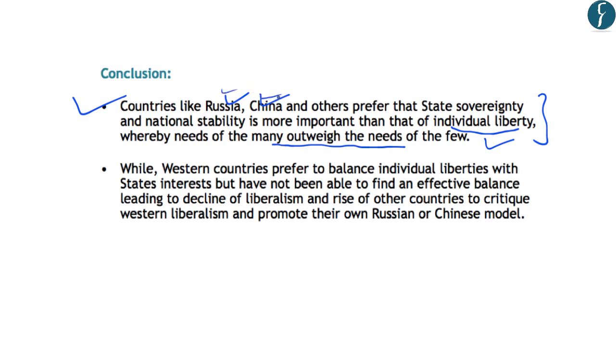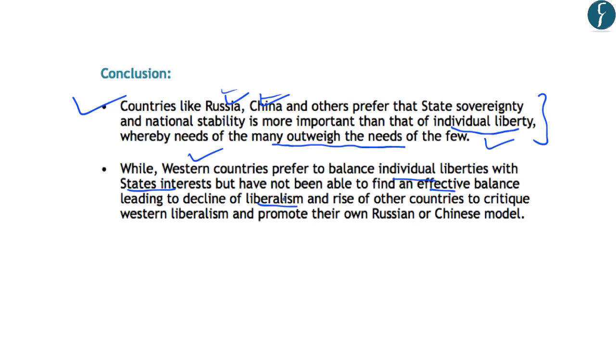However, as compared to Russia and China, the Western countries prefer to balance the individual liberties with that of state interest. However, what has been happening presently in these Western countries is that they have not been able to effectively balance between the individual liberties and that of the state interest. And in these countries, the individual liberties and the rights of minorities have taken over the state interest and are affecting the majority. And that is why, due to the lack of this balance, there is a decline of liberalism.